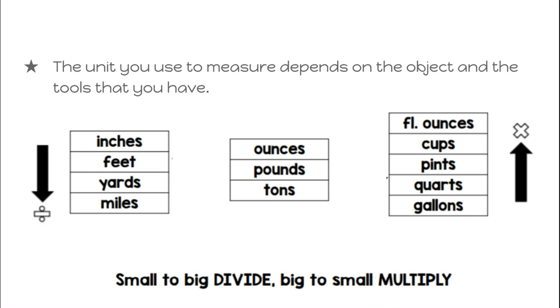The reason that's important is that to convert units from inches to feet or feet to yards or yards to miles, we need to understand smaller units and larger units. And if you can read with me on the bottom, it says small to big, we're going to divide, and big to small, we're going to multiply. If we're starting with inches, those are small units, and we're going to yards, which is a bigger unit, we're going to have to divide. If we're going from gallons to quarts, we're going from big to small, so we'll multiply. You'll understand a little bit better as we go through some examples together.